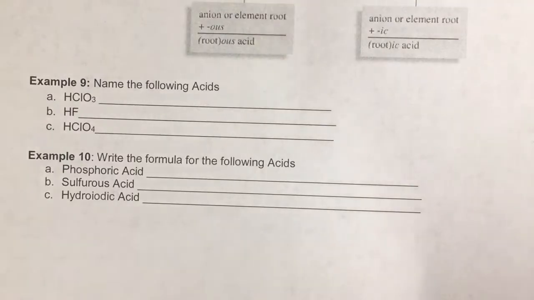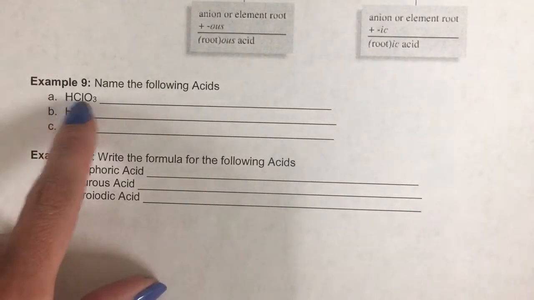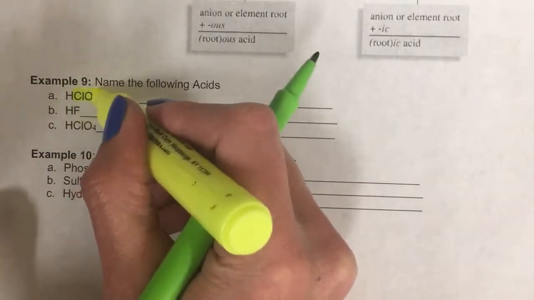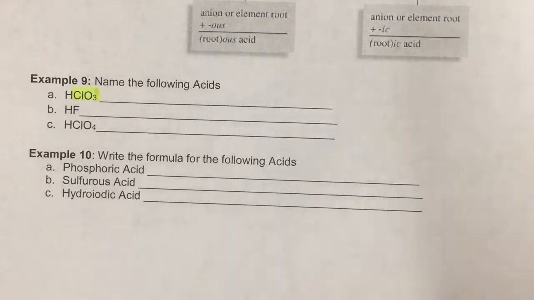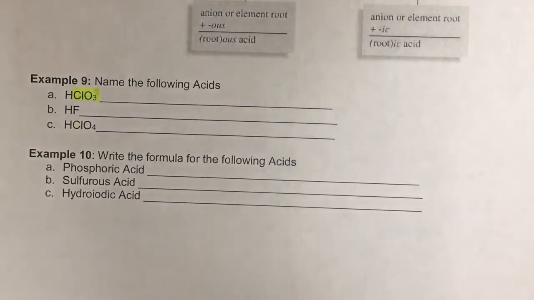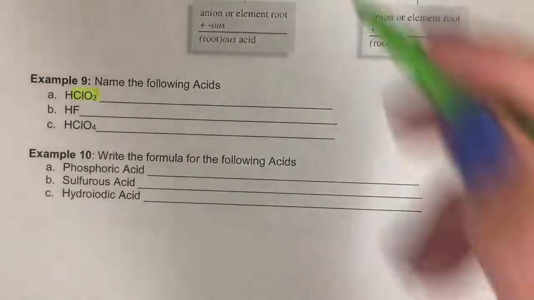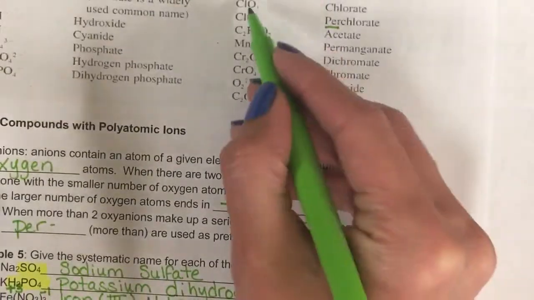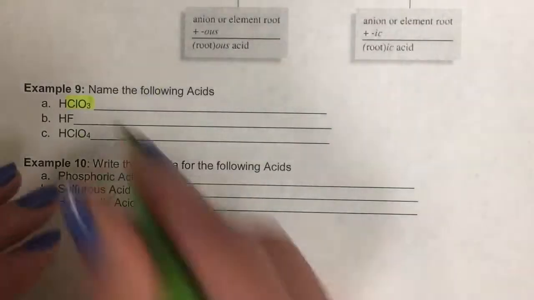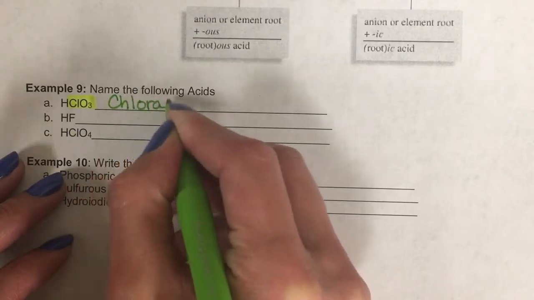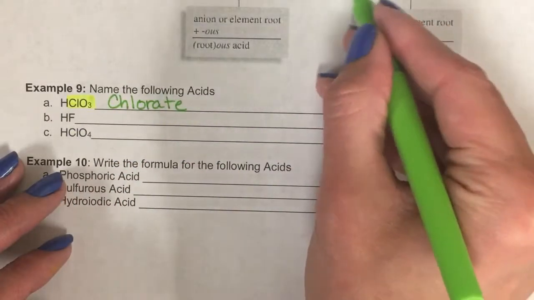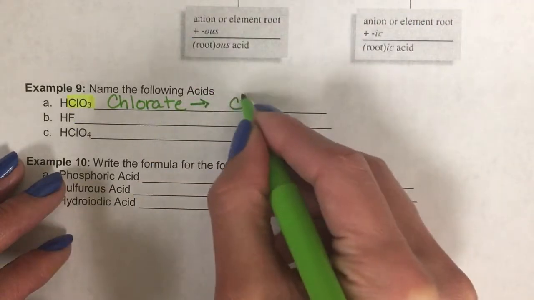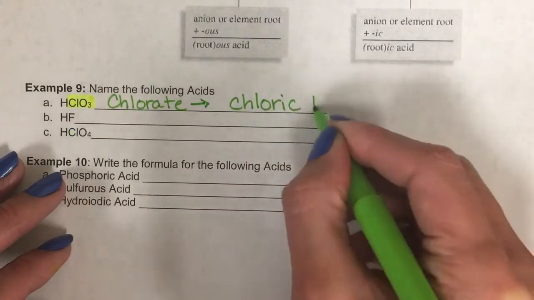So here we've got some examples. HClO3. ClO3 is a polyatomic ion. It has oxygen, so I do not give it the prefix hydro. All I do is I check the ending of the anion. ClO3, if I look, is chlorate. If it ends in ATE, I change the ending to IC. So instead of chlorate, I would call this chloric acid.